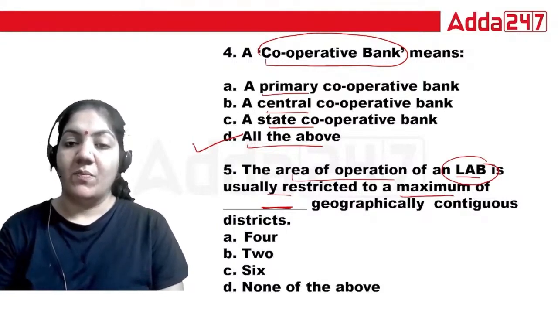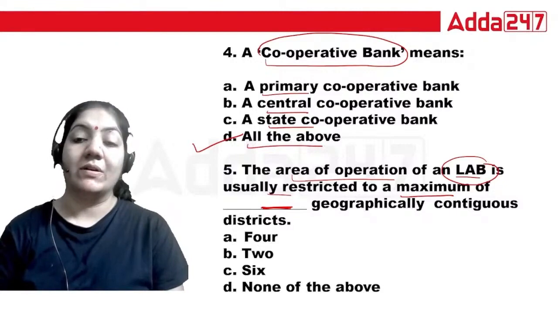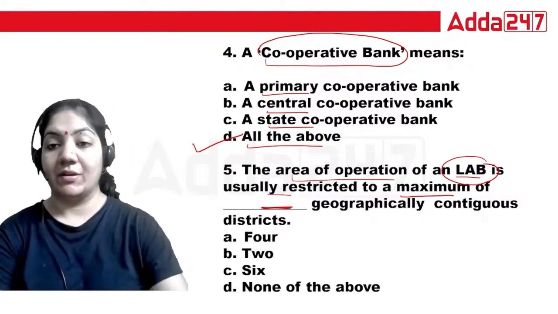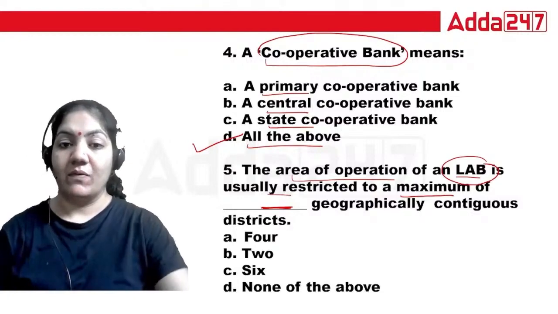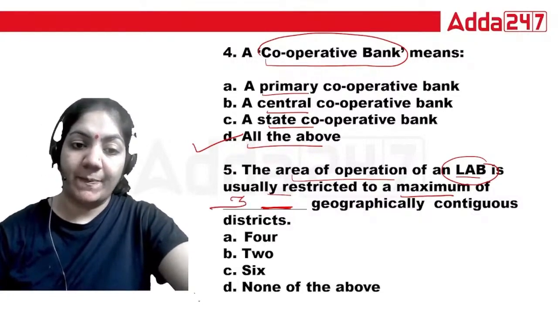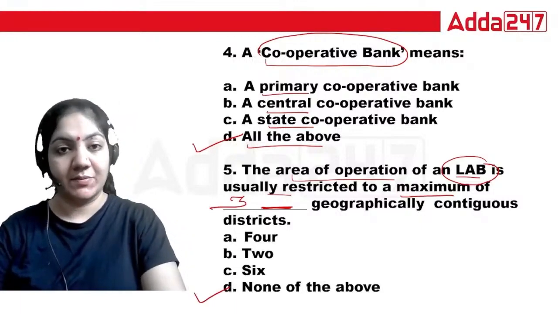The area of operation of the local area bank is usually restricted to a maximum of dash. So this is 3. So that's why none of the above is the right answer.